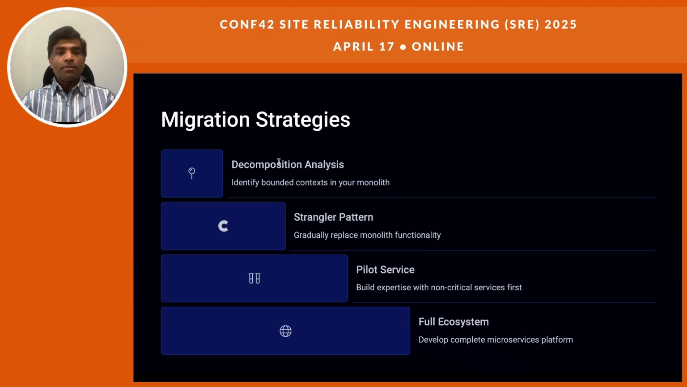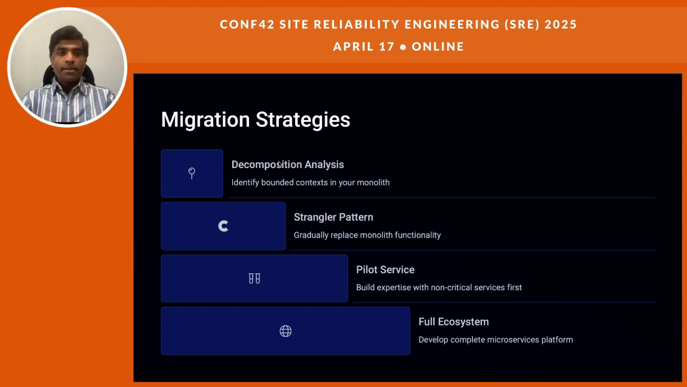We will talk about some of the migration strategies in this slide. Migrating from a monolithic architecture to microservices is a strategic and also complex process which requires careful planning. The first step in this transition is decomposition analysis, which involves identifying bounded contexts within the existing monolith. By breaking down the monolith into smaller and independent units, organizations can lay the groundwork for creating the microservices platform.